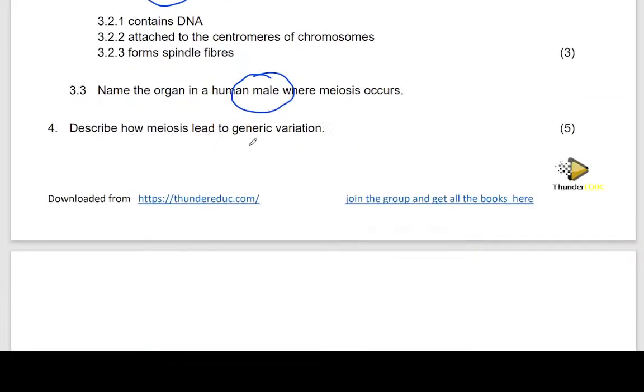Describe how meiosis leads to variation. How does meiosis lead to variation? Can this question be answered by this book? How meiosis?